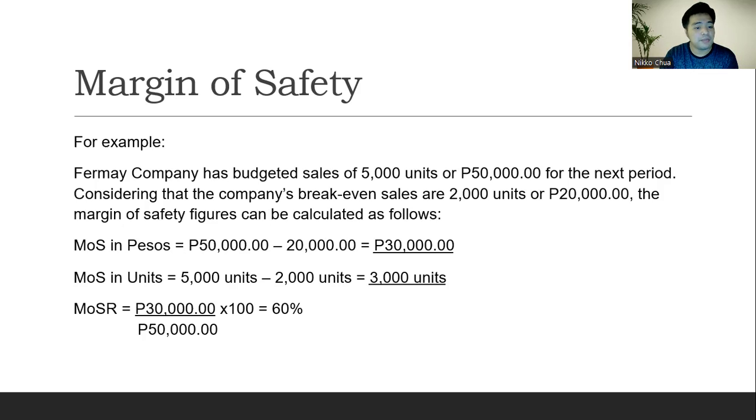For the margin of safety in pesos, as we said earlier, actual sales or budgeted sales minus the break-even sales. So 50,000 minus 20,000 is equal to 30,000. That is our margin of safety in pesos. And the margin of safety in units, 5,000 units minus 2,000 units is equal to 3,000 units. For the margin of safety ratio, our margin of safety, which is 30,000, over 50,000, our budgeted sales, times 100, is equal to 60%.